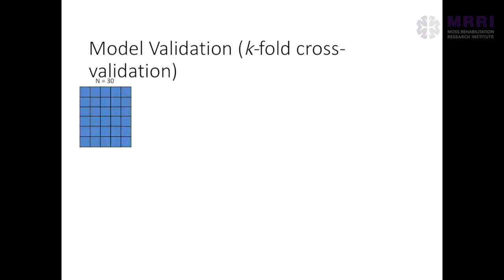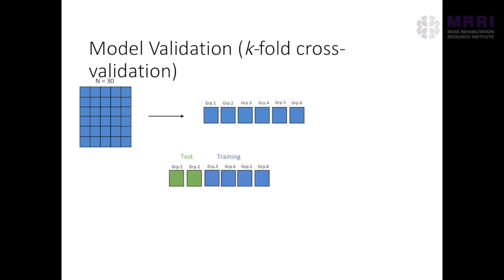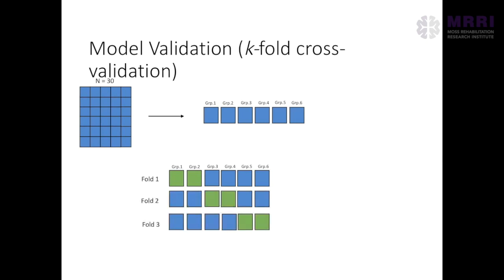So if we have our sample of, let's say, 30 subjects, the first thing we do is break that up into an equal number of smaller groups, and then we take two of those groups, the ones in green, and make them our test set, and then we take the remaining four groups and train our model with that, and then compare those results on the test set to see how valid our model is. And then you do that a number of times, depending on how many folds you want to run. So this would be an instance of a three-fold analysis.